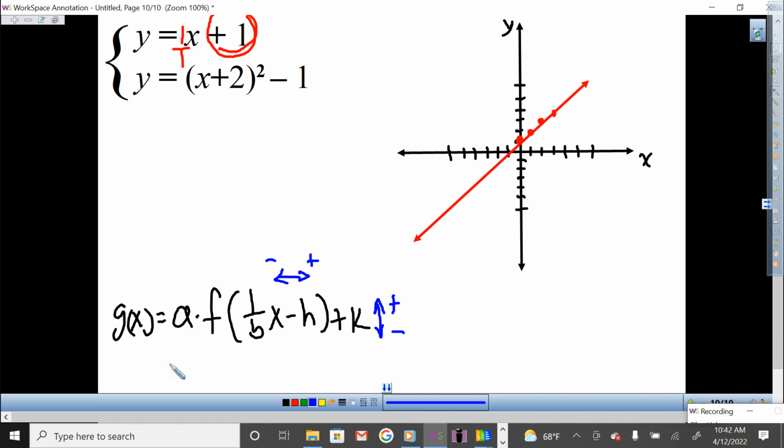Jehu. Stretches it or compresses it. This one vertically, this one horizontally. Yes. Stretch or compress. That is correct. Now that we have that in us, look up. The parent function of this one, if I was to change this to f of x, it would be what? f of x equals x squared. Is that correct?